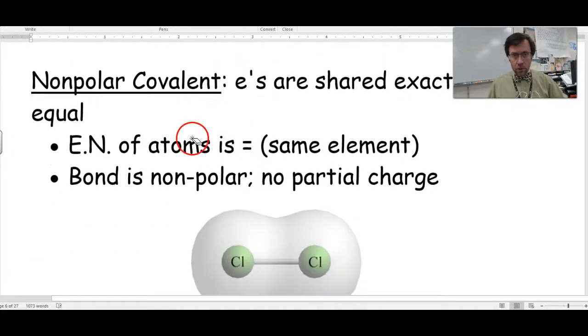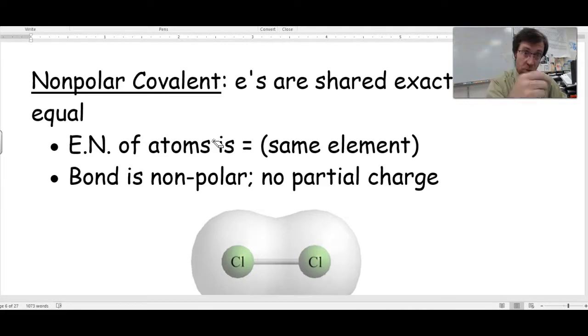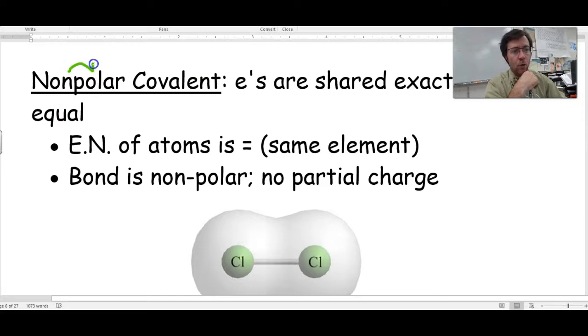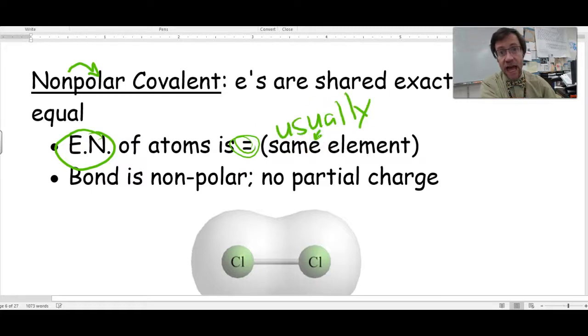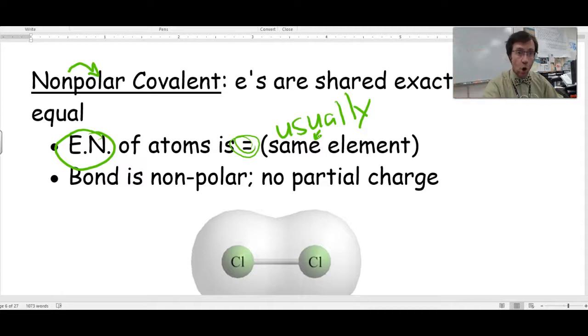So let's go with nonpolar covalent bonds because that literally sets us up with two ways that things can be shared. They can be shared equally or they can be shared not equally. So let's get the easy stuff out of the way first. Bam, nonpolar. If it's nonpolar covalent, that means they are shared exactly equal. The only way this can happen is if the electronegativity of the atoms is exactly equal. It's usually the same element, but it doesn't have to be. There are a few elements that have the exact same electronegativity, and when they come together, they have a nonpolar covalent bond.